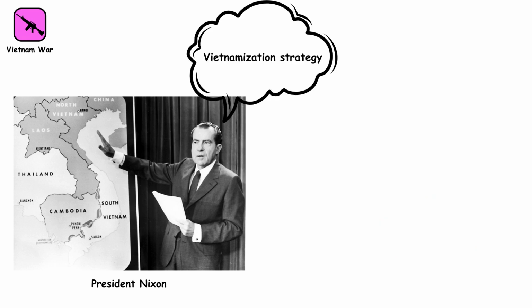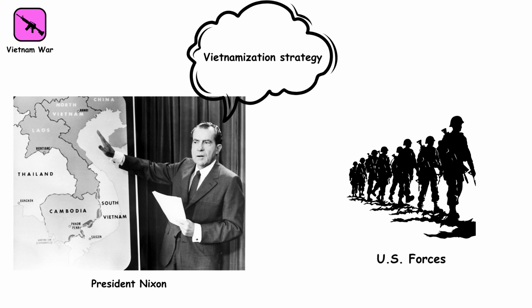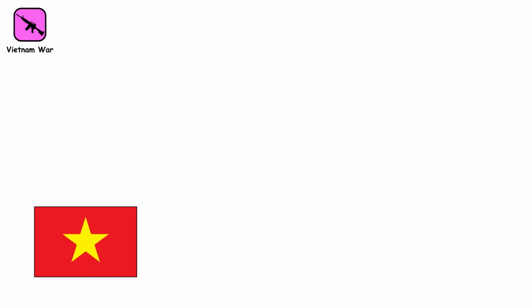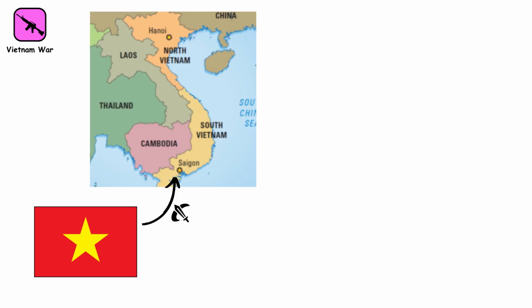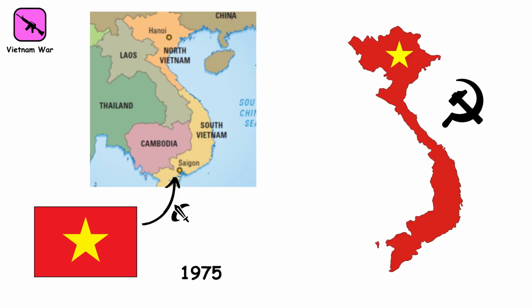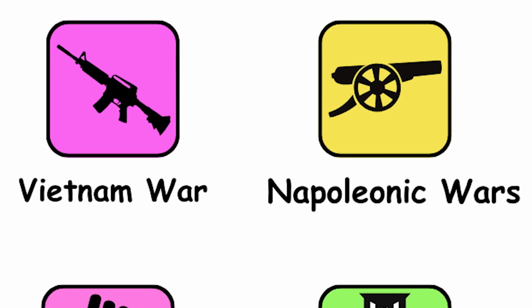President Nixon's Vietnamization strategy gradually withdrew U.S. forces, but the war ended when North Vietnamese forces captured the South Vietnamese capital, Saigon, in 1975, leading to Vietnam's reunification under communist rule. Napoleonic Wars.